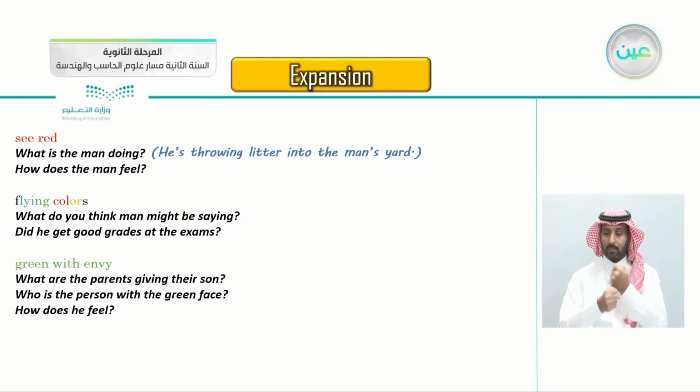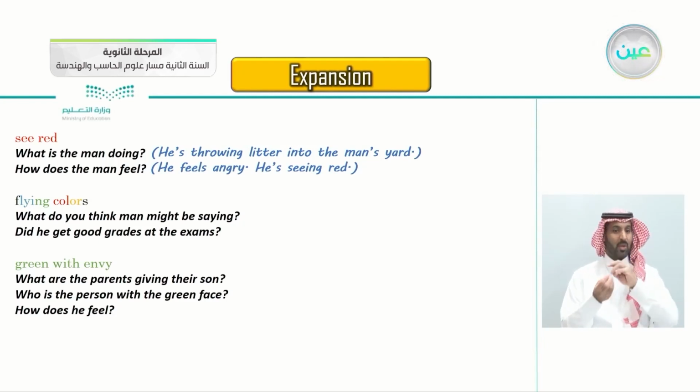So of course, see red, what is the man doing? He's throwing litter into the man's yard. So he's throwing litter or garbage into the man's yard. How does the man feel? From the idiom, see red, how does the man feel? I think you can guess, of course. He feels angry. He is seeing red. When you're angry, your face turns red. So he is seeing red.